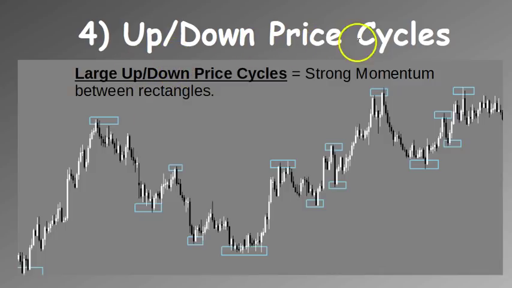The up and down price cycles. Now, this is important as well. This is part of market structure. We've got large up and down price cycles. So the larger the up and down price cycles, we have stronger and stronger momentum. Okay, now I've drawn for you on this chart. By the way, all the charts I'm showing you are exactly the same. I'm just showing you how you can see momentum in different ways. Okay, but all the charts that I've shown you up till now are the exact same charts.